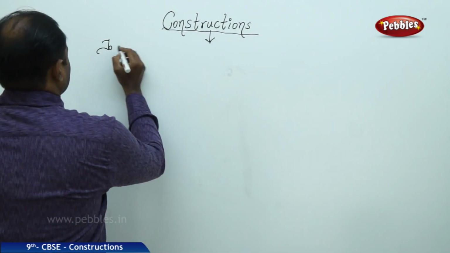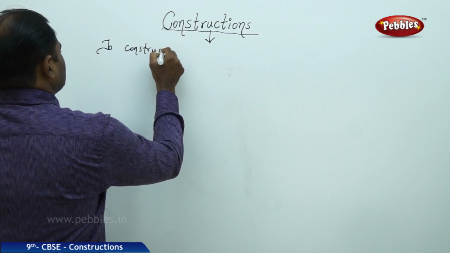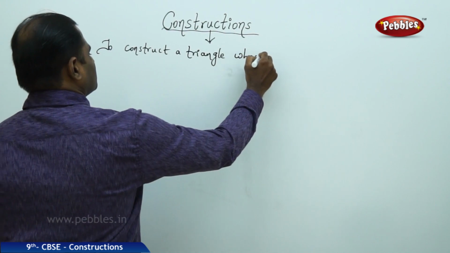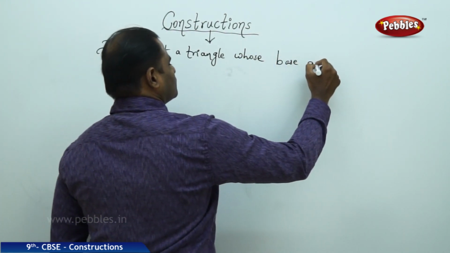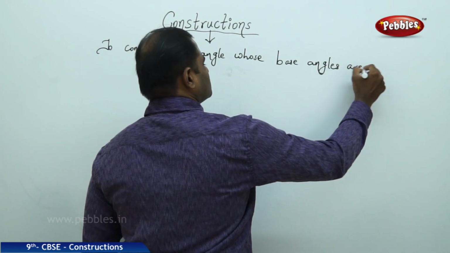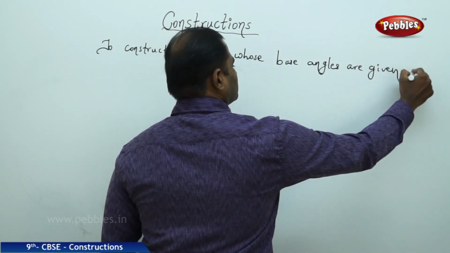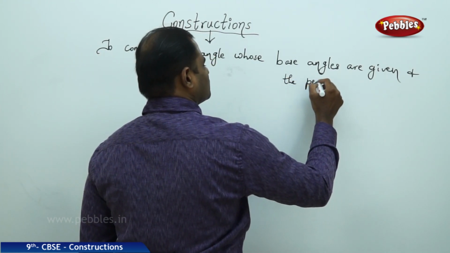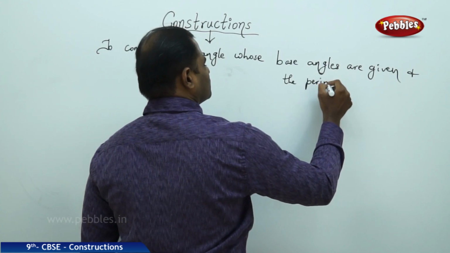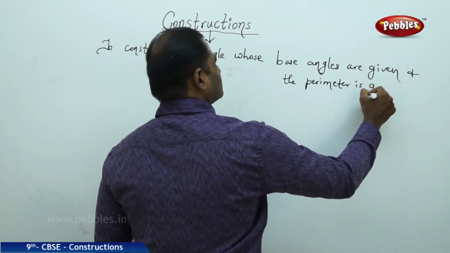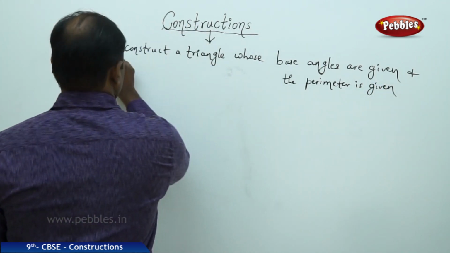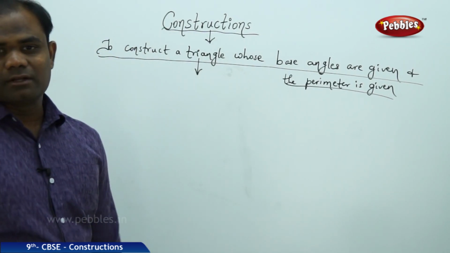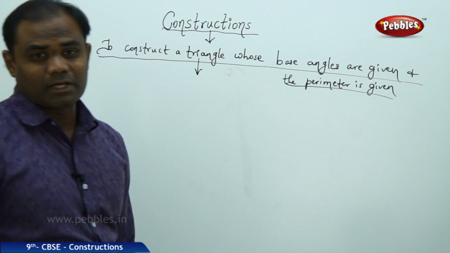To construct a triangle whose base angles are given and the perimeter is given. So let's understand what are the given things through which we can construct.